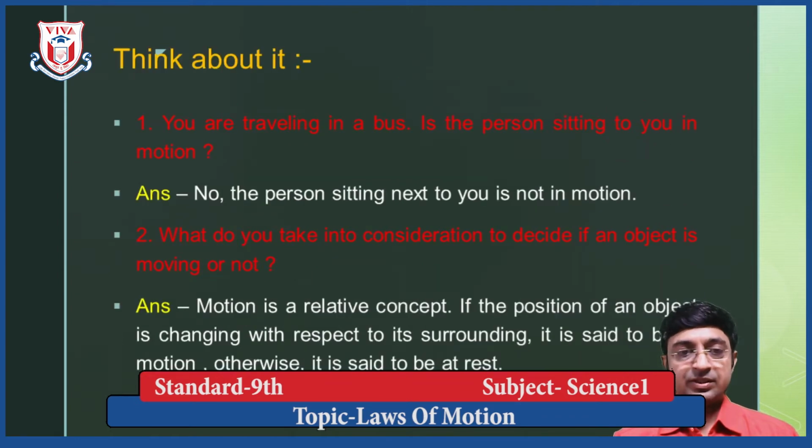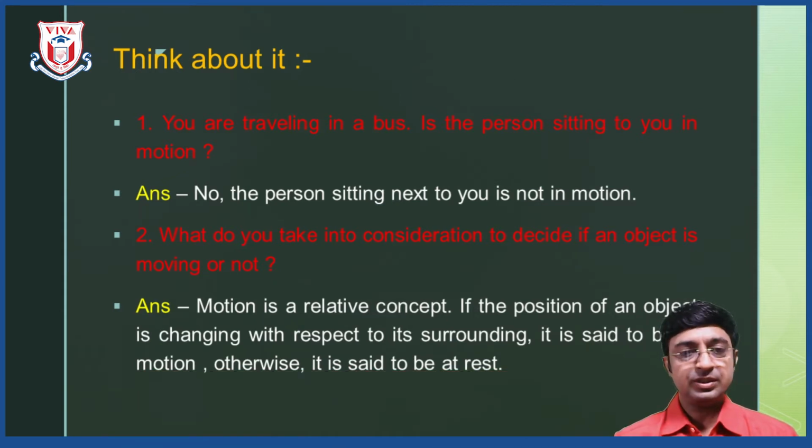Think about it. Question given for us. First one. You are traveling in a bus. Is the person sitting next to you in motion? Answer is no. The person sitting next to you is not in motion. Second question. What do you take into consideration to decide if an object is moving or not? So answer. Motion is a relative concept. If the position of an object is changing with respect to its surrounding, it is said to be in motion. Otherwise, it is said to be at rest, meaning not in motion.